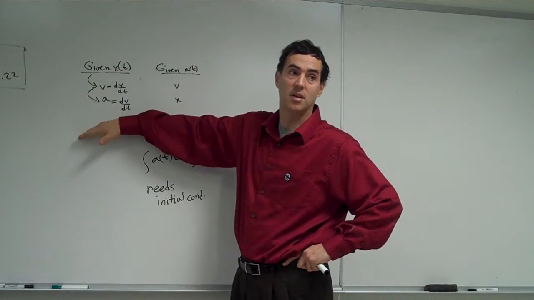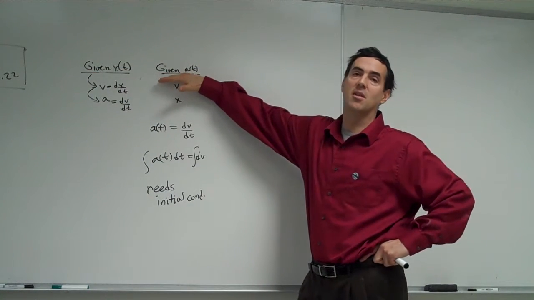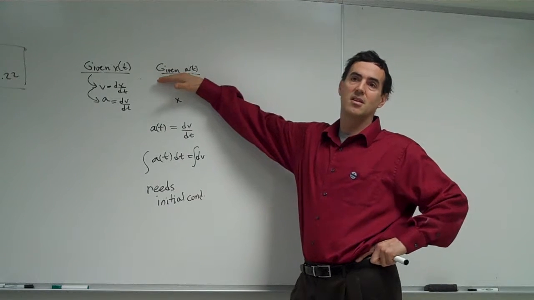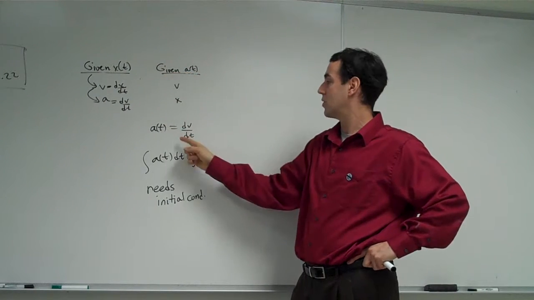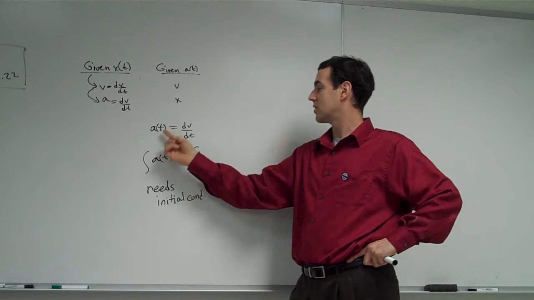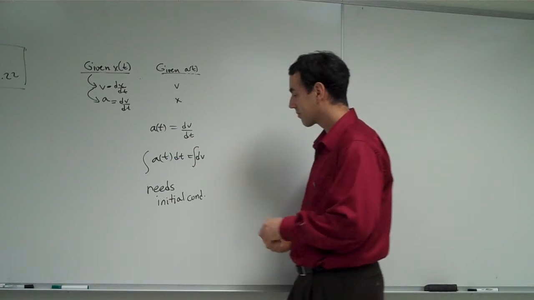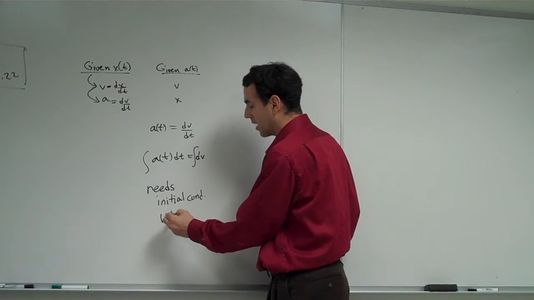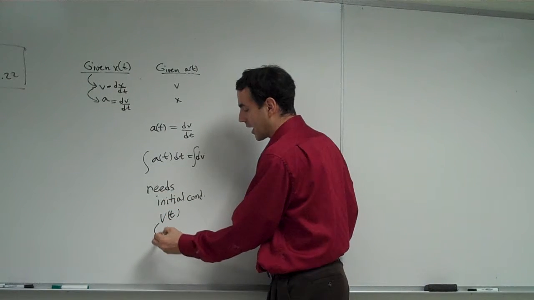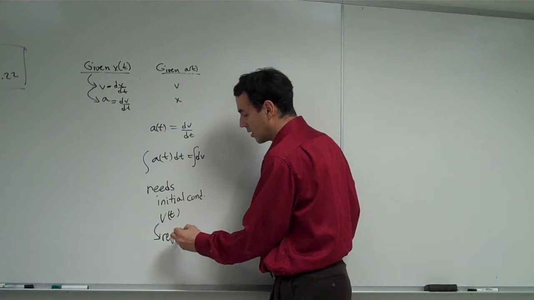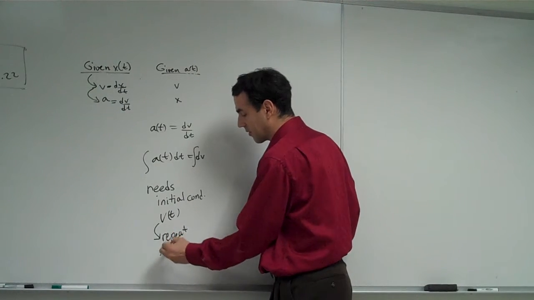That's easy. Take derivatives. Another possibility is we're given acceleration as a function of time. That's still not too bad, but we have to get all the t's to one side, all the v's to the other, integrate both sides. That'll give me velocity as a function of time. And then I can repeat to get position as a function of time.